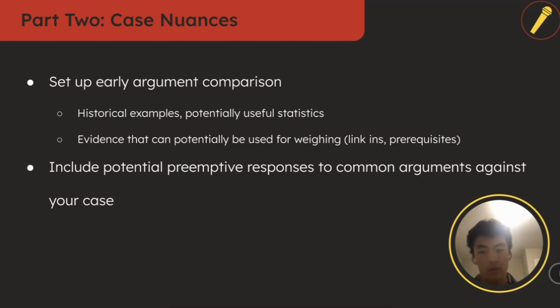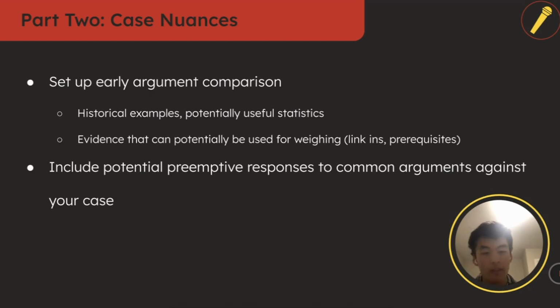The first thing that can really help you in the back half of the round, and in the speeches after constructive, is setting up early opportunities for argument comparison, like a historical example or other material that can potentially be used for weighing, especially links or prerequisites, even time frame weighing. If you can find evidence that says X will lead to Y, that would set you up for a nice prerequisite if your opponents read an argument similar to that in their speech. You could also read things like, this impact is very long term, so overall more people are affected. Those could all help you strengthen your narrative in the case as well as in your future speeches.